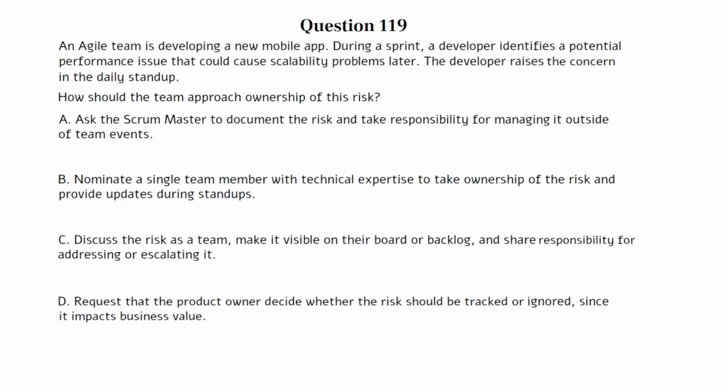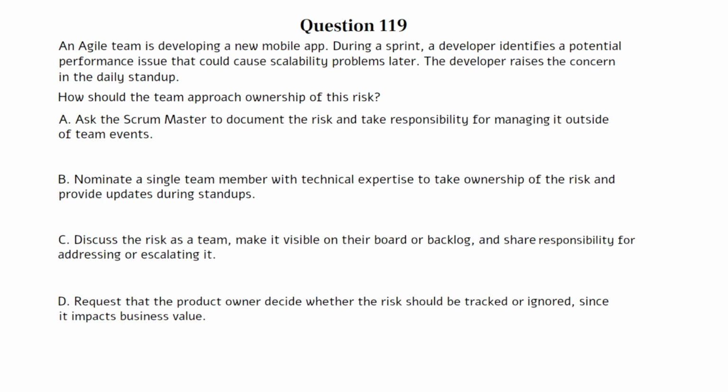Question 119. An Agile team is developing a new mobile app. During a sprint, a developer identifies a potential performance issue that could cause scalability problems later. The developer raises the concern in the daily stand-up. How should the team approach ownership of this risk?